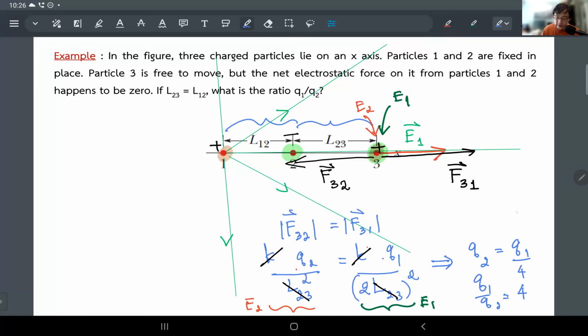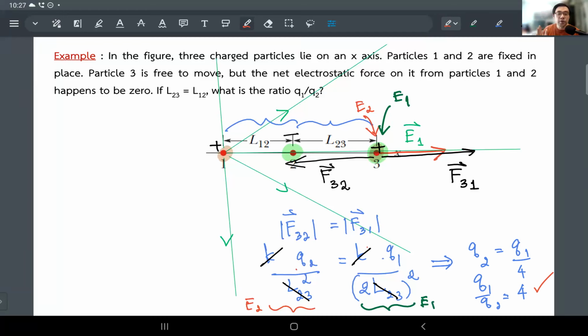That makes perfect sense because Q1 is further away from Q3. So if you want to cancel out the field from Q2, which is closer, you need the magnitude of the charge to be bigger to compensate for the distance that is further away. Okay, sounds good? All right, and that's done for this.